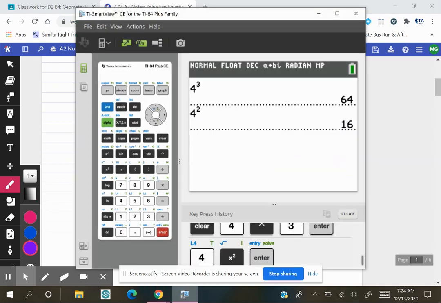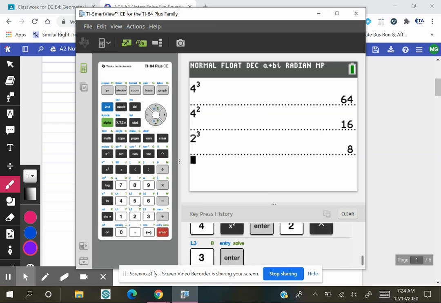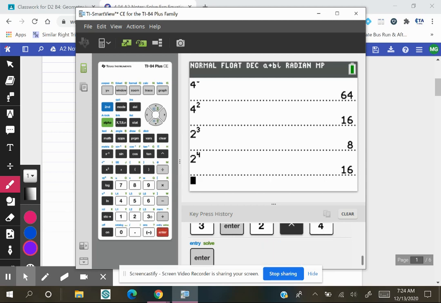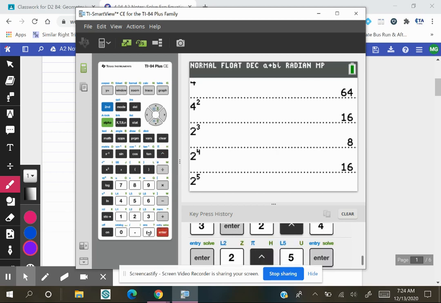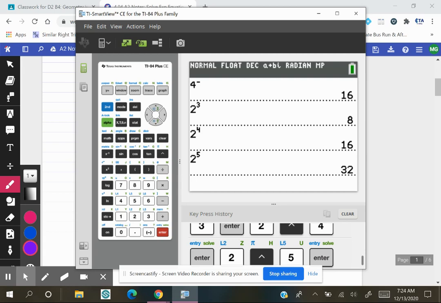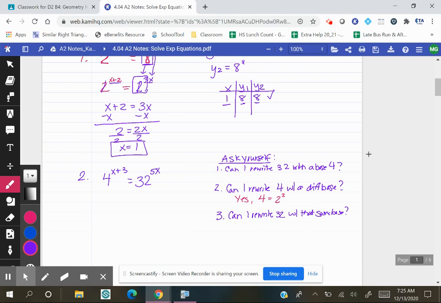So you might need to go to your calculator. 2 squared is 4. 2 to the third is 8. 2 to the fourth is 16. Not quite there yet. 2 to the fifth is 32. A lot of you might not need to put that in your calculator, but if you do, that's exactly how you can do it. So then I could say, yes, I could rewrite 2 to the fifth is the same as 32.